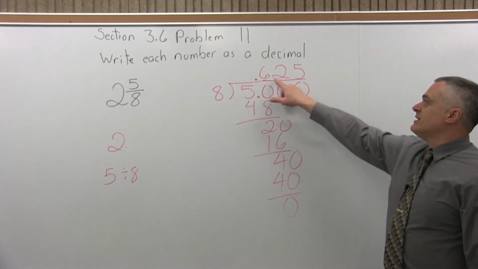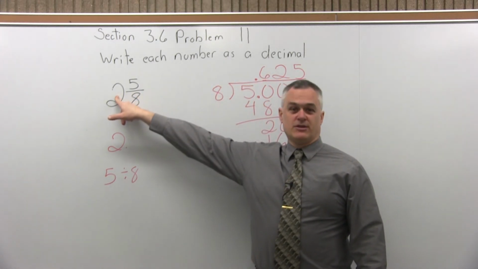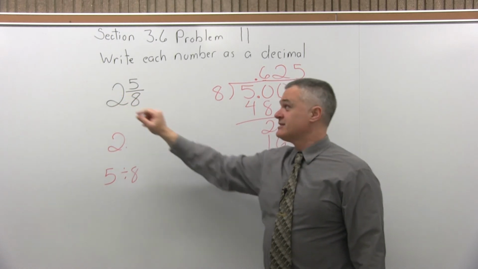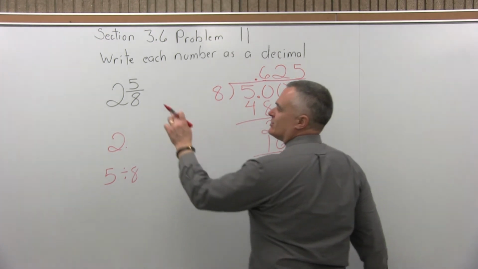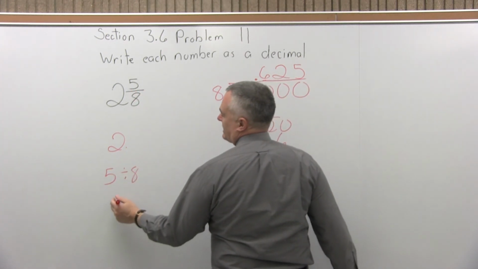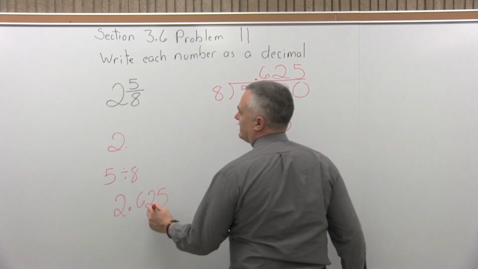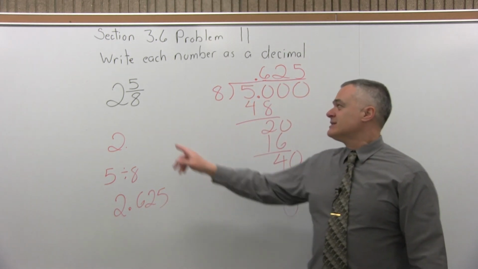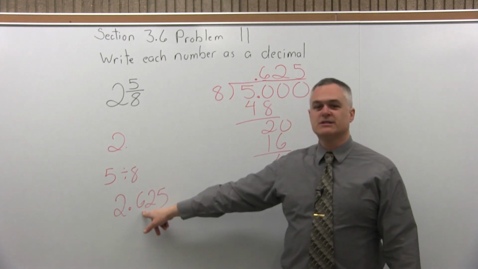So don't forget, the answer is not 0.625 because originally the problem had the 2 in front. It's 2 5/8. The 5/8 part of it is 0.625. It was 2 5/8. So my answer is 2.625. So 2 5/8 as a fraction is written like that, 2 5/8. As a decimal, it's 2.625.